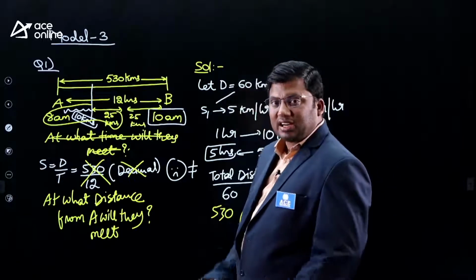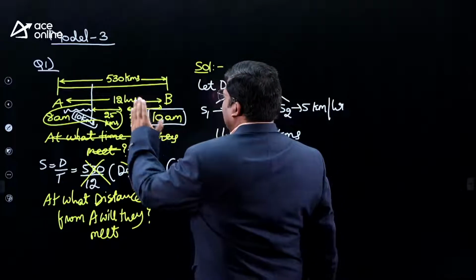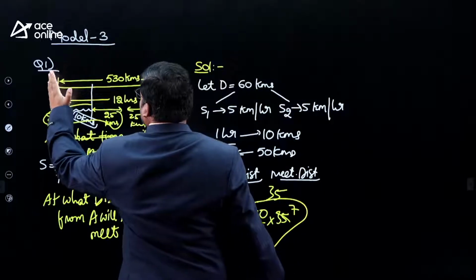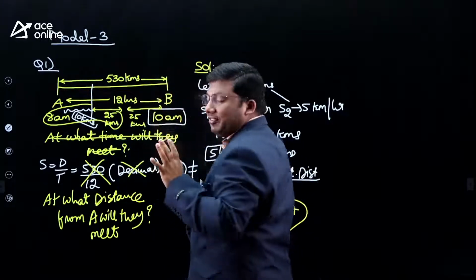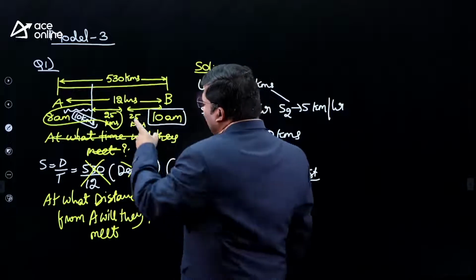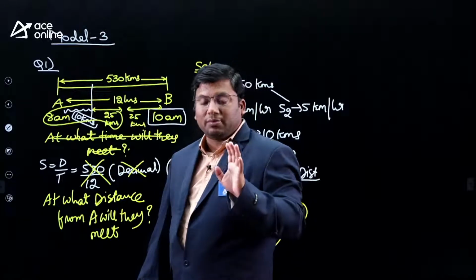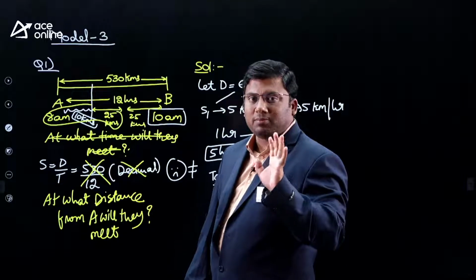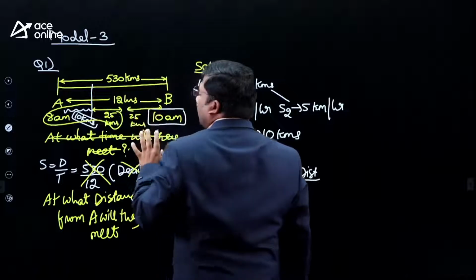Again I am explaining, sir. Listen carefully. Anyway, I will do one more question. There are two stations, station A and station B. The gap is 530 kilometers. Time is 12 hours. First of all, 530 is not divisible by 12. That is where the problem starts. He is asking at what distance from A will they meet?